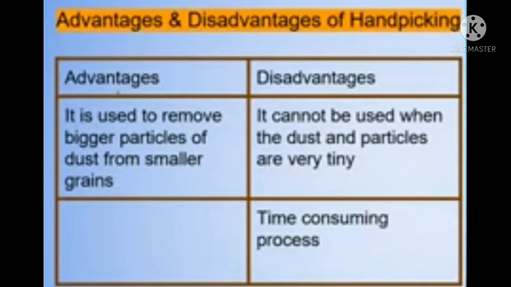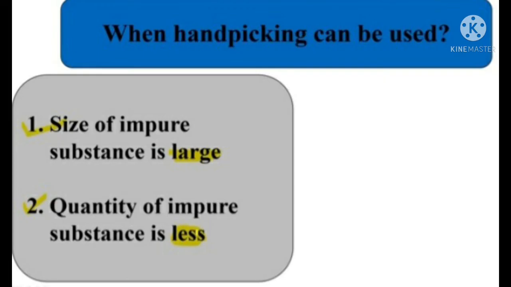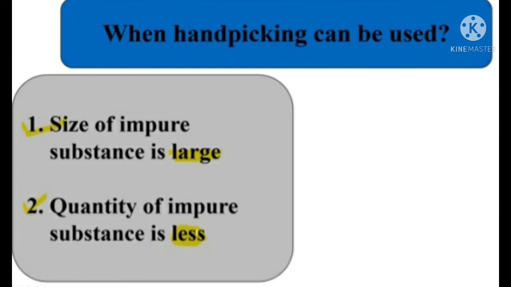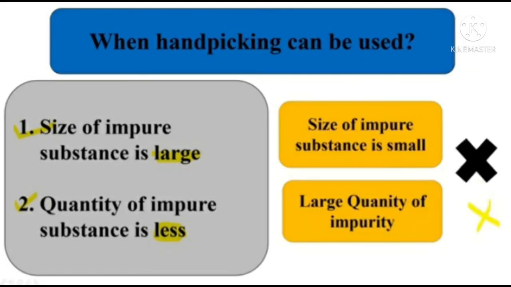For example, if you want to separate 30 kg of mixture, what will you do? You will continue to separate for long and long hours. So, it will take much time to separate and it is not easy, it is not efficient. So, this method cannot be used for separating a large heap. We can say that hand picking can be used when the size of the impure substance is large and the quantity of the impure substance is less. If the substances are very small and the quantity is very large, we cannot use this hand picking method.